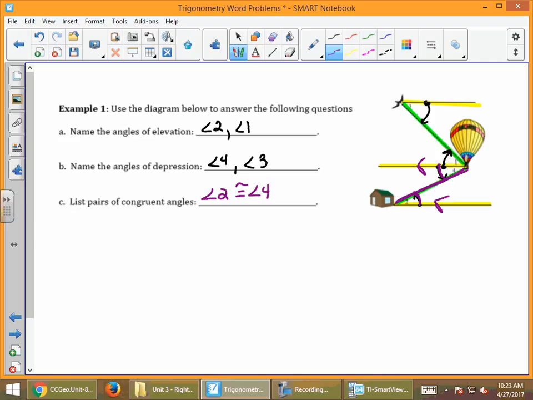Same thing with this horizontal and this horizontal. They're also parallel to each other. So angle 1 and angle 3 are congruent, again because they're alternate interior angles. They're inside and opposite.